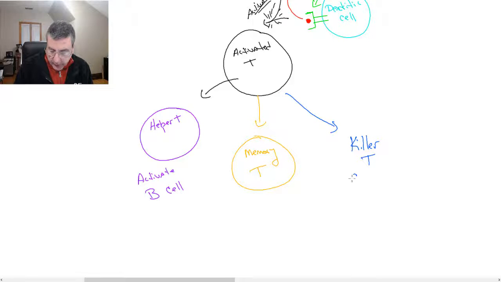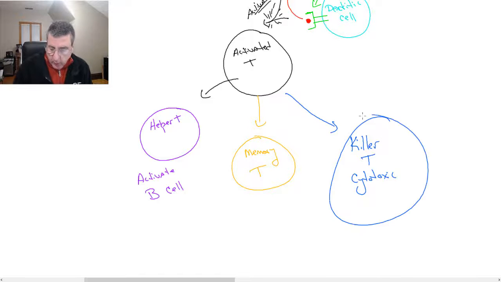Another one we're looking at is going to be the killer T cells, or cytotoxic. They go by either one of those names, okay? So killer T or cytotoxic. And what's interesting about those is these have receptors on them as well, okay, that will then attack things that it does not recognize.